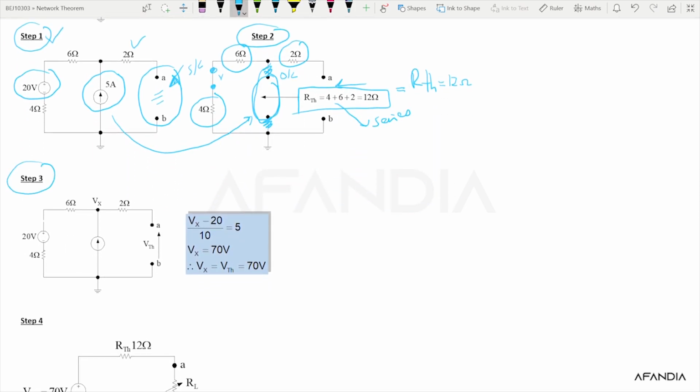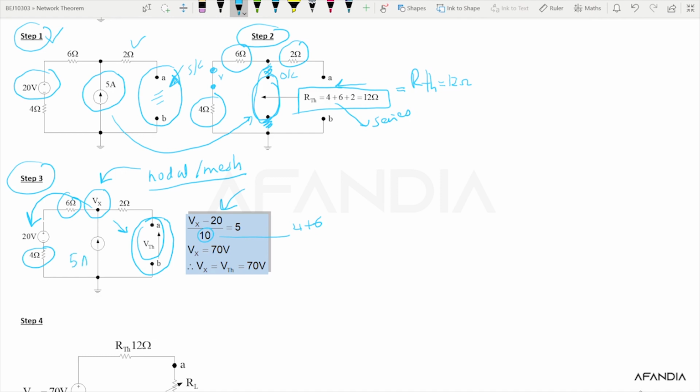Now, we are going to continue with step 3, whereby we need to calculate our VTH over this terminal. We can have various options. For example, we can use nodal, or we can also use mesh. It depends on the complexity of your circuit. For example, we have Vx over here. If you are using nodal analysis, Vx minus 20, divided by 4 plus 6, this is why over here is 10, 4 plus 6, equals your 5 ampere plus 5 ampere. So easily you can obtain Vx equal to 70 volt.